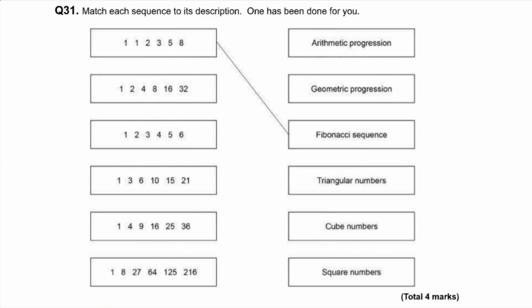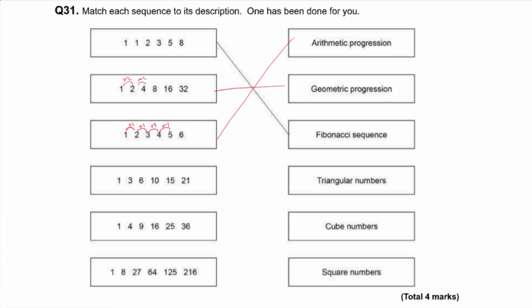So 1, 1, 2, 3, 5, 8, that's the classic Fibonacci sequence. 1, 2, 4, 8, 16, 32. Now these are doubling each time, or multiplying by 2, so similar to the last question, this is a geometric progression, isn't it, where you've got a common ratio. 1, 2, 3, 4, 5, 6, this is a +1 arithmetic progression or linear sequence, isn't it? So this one is this one up here, arithmetic progression.